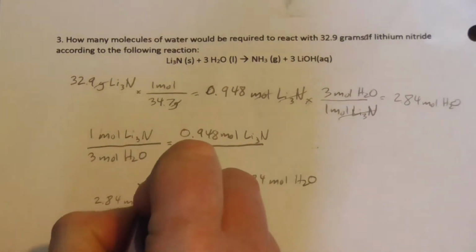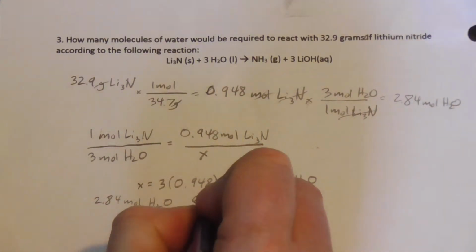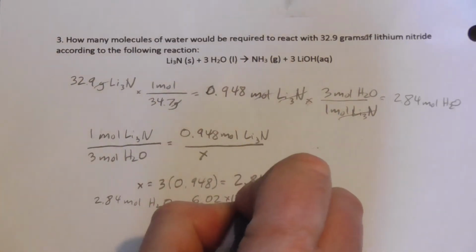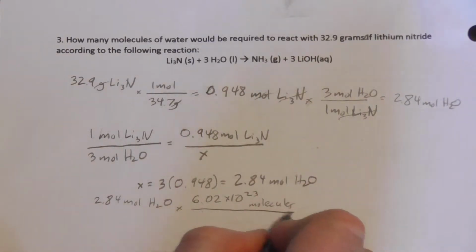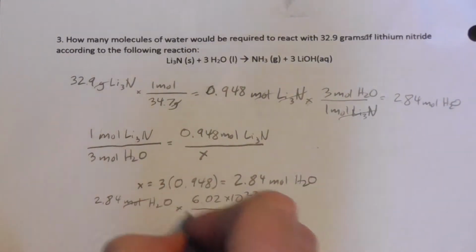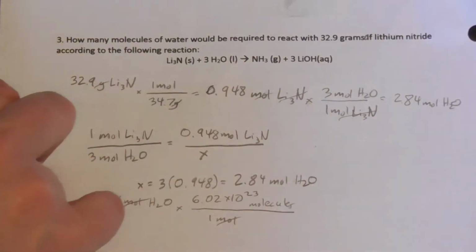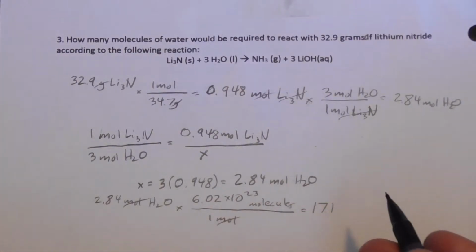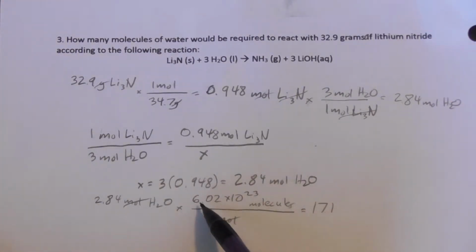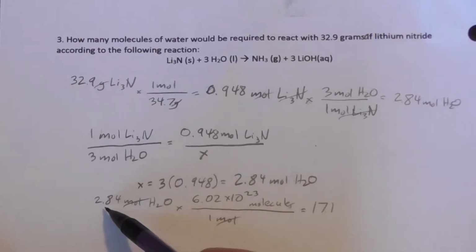2.84 moles of water. I want to have my number of particles over 1 mole. 6.02 times 10 to the 23rd molecules over 1 mole. My moles cancel out. I get 2.84 times 6.02, 17 point, we'll call that 17.1. 17.1. Now if I write 17.1 molecules, that's ridiculous. This is basically 6 with 23 zeros after it. I'm multiplying it by almost 3.